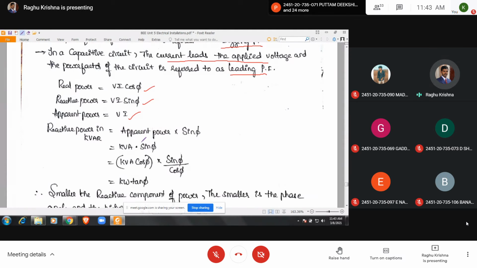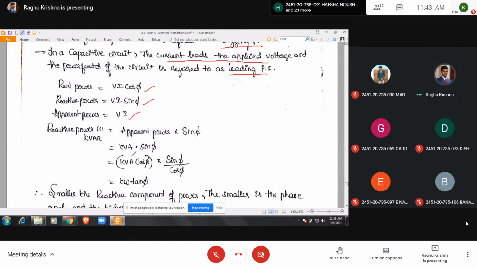Now coming to the reactive power. Reactive power is apparent power into sin phi. We know that reactive power is equal to VI sin phi, and VI is the apparent power. So reactive power, in kilovolt ampere reactive, the unit of reactive power, is equal to apparent power into sin phi, that is kVA into sin phi.